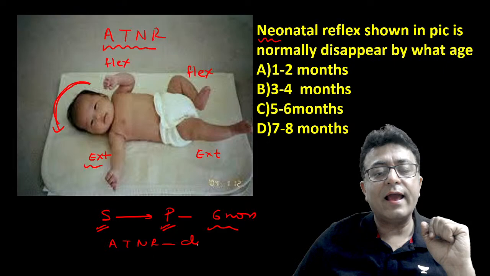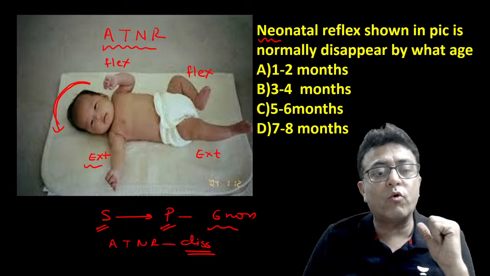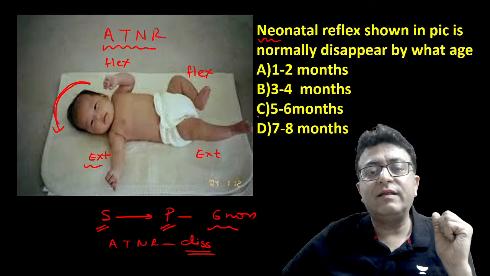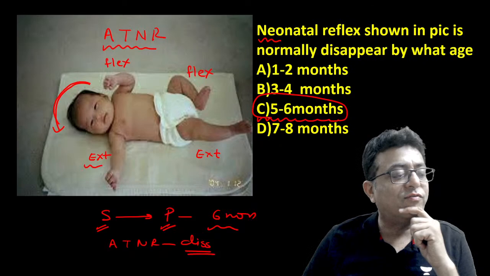ATNR has to disappear. Then only the baby will turn from supine to prone. Supine to prone will take place at 6 months. So definitely this reflex disappears by 5 to 6 months. Why are you answering 3 to 4 months?